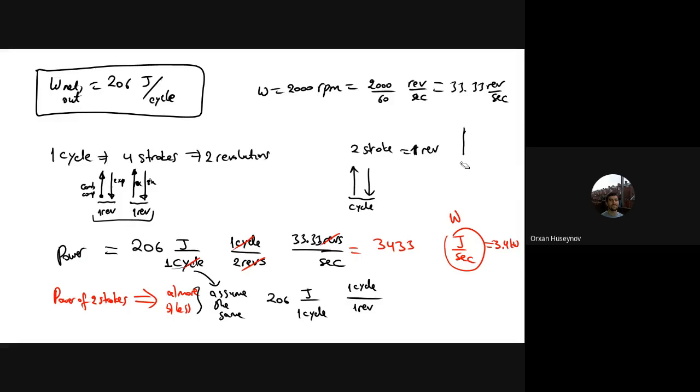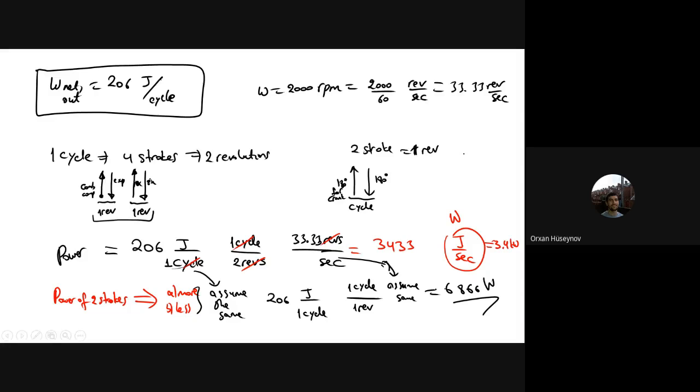I will not be able to show it in animation here, but if you imagine that the connecting rod moves up, the crankshaft moves 180 degrees. Okay, this one moves 180 degrees for the crankshaft. And then the connecting rod comes back, the piston comes back, and the crankshaft moves the next 180 degrees. Therefore, in 1 cycle, you will have 1 revolution. And then assume the same here. Same. And therefore, you will have 2 times that one, which makes 6866 watts.